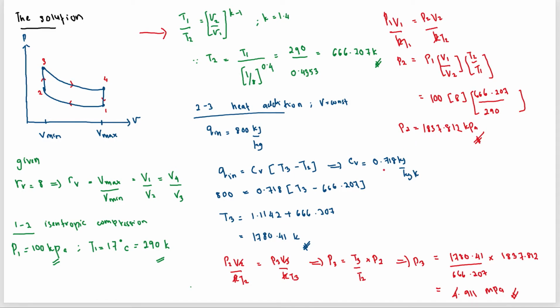Okay, next we go to P3. For P3, I relate state 2 with state 3. P2 V2 over R T2 is equal to P3 V3 over R T3. V2 and V3 are the same, so I can cancel V2 and V3. Then I will get P3 as 4.911 megapascal. So this is the highest pressure.